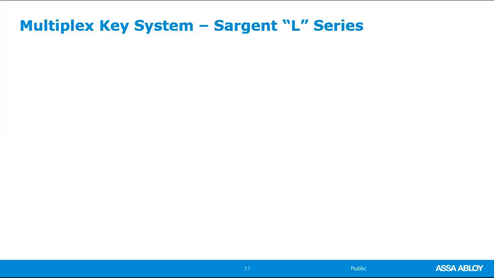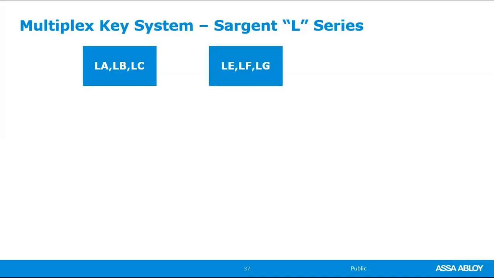So in order to overcome master keying limitations, manufacturers came up with multiplex key systems. These systems allow a master key system to increase exponentially. All manufacturers have this, but as an example, I will use the Sargent L series. LA, LB, and LC are keyways. Same with LJ, K, and L.